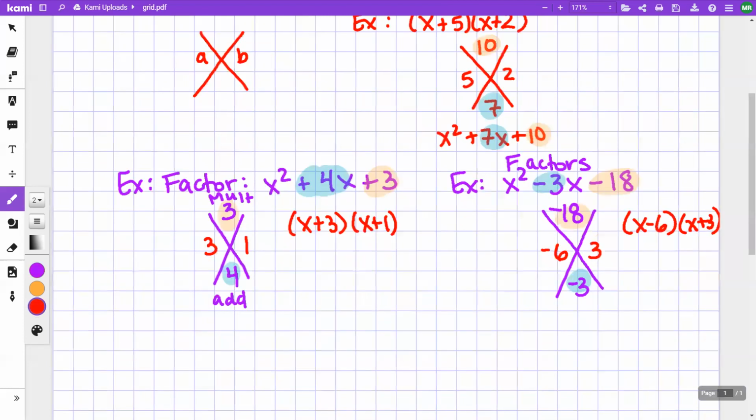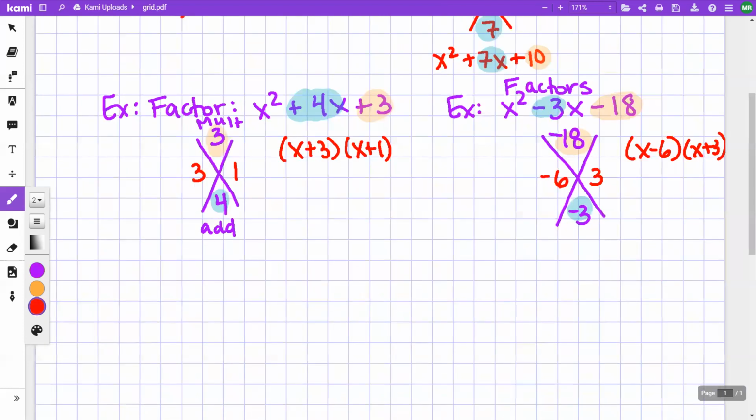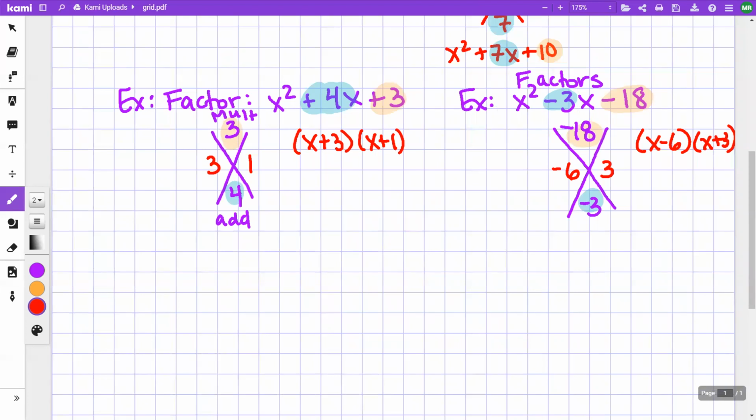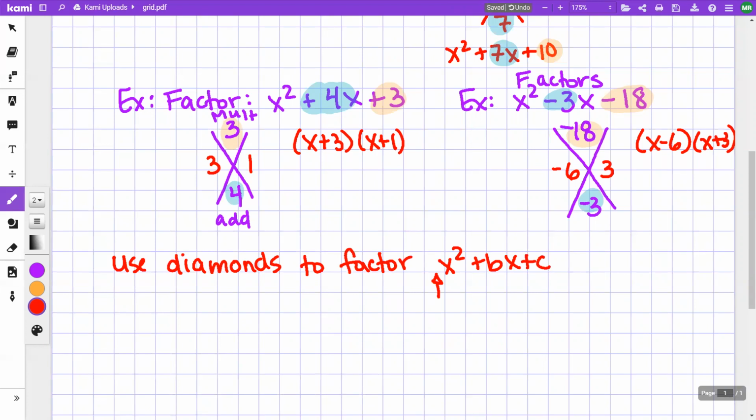Now, we only do this when we have a situation where we use diamonds to factor. It's a method, okay? So we don't leave our answer in the diamond. We only use the diamonds to factor something of the form x squared plus bx plus c, where you have no number in front of your x squared. That is when you're going to use your diamonds.